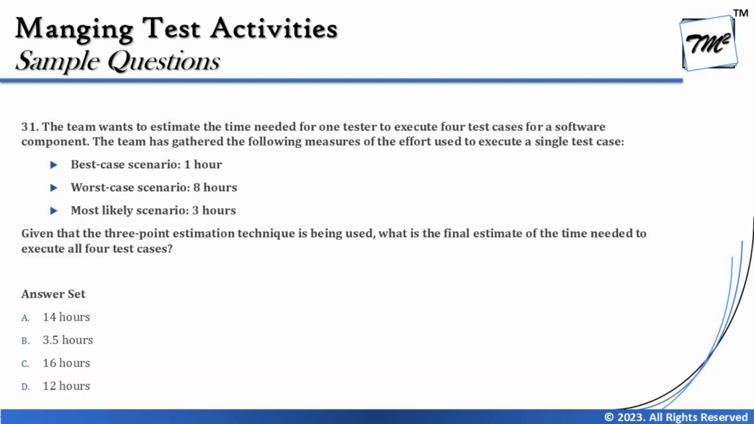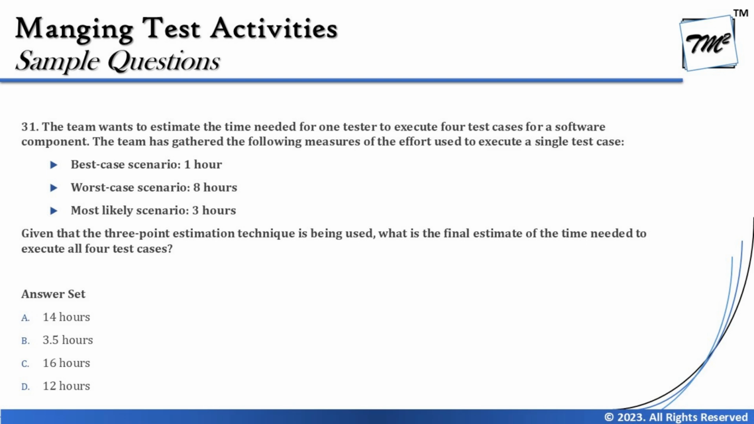Most important thing to remember at this point of time is that they want you to calculate the time for 4 test cases, but the numbers they are giving you are for a single test case. That is where most of the people will go wrong, and I'll prove how the options would be very interesting and catchy to go wrong.